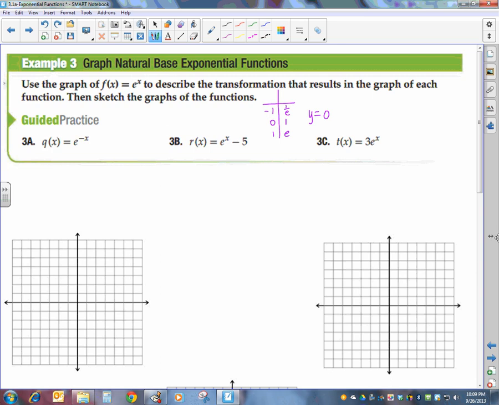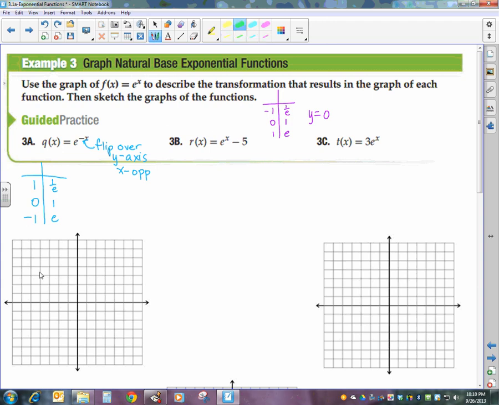So what happens if I switch? I have this negative sign, as we just talked about. It's going to flip it over the y-axis. It is involved with the x. The x is what is affected, and when I flip it over the y-axis, I get the opposite x values. My y values are not changing. I have 1 over e, 1, and e, but I'm going to take the opposite of my x values.